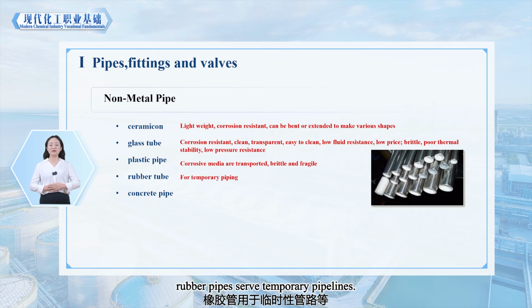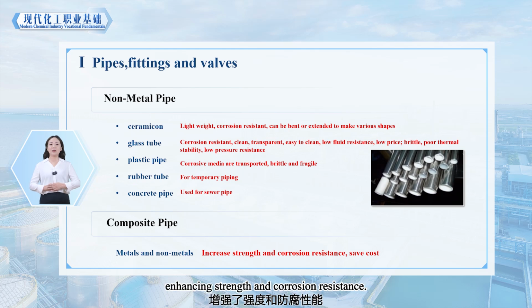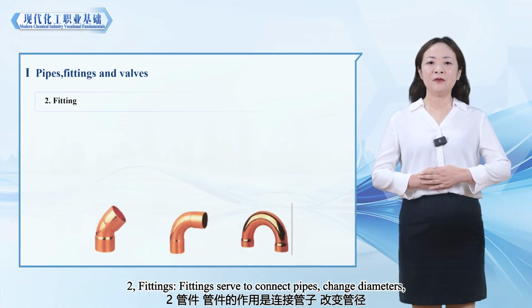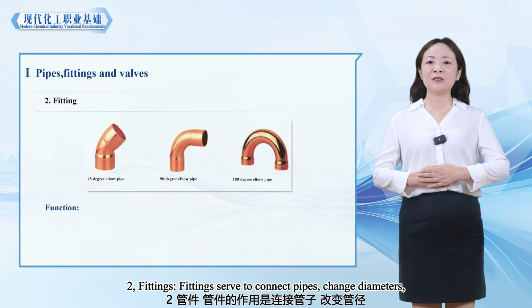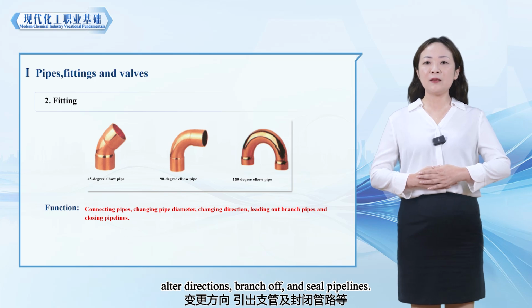Rubber pipes serve temporary pipelines. Composite pipes combine the advantages of metal and non-metal, enhancing strength and corrosion resistance. Second, fittings. Fittings serve to connect pipes, change diameters, alter directions, branch off, and seal pipelines.